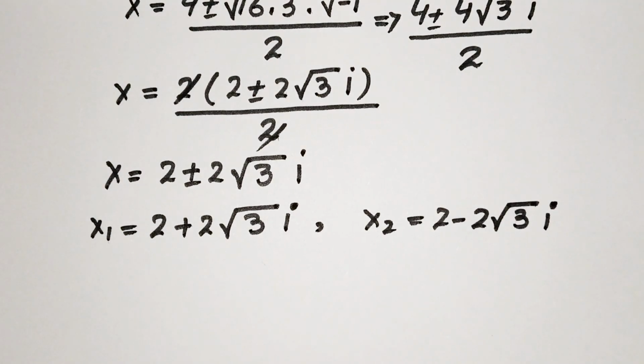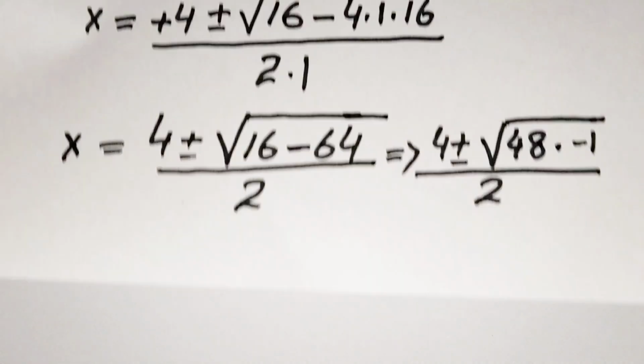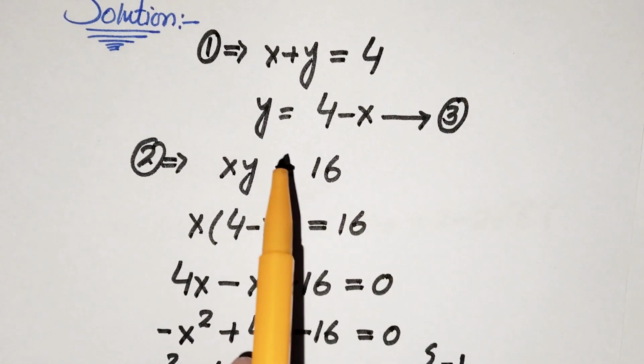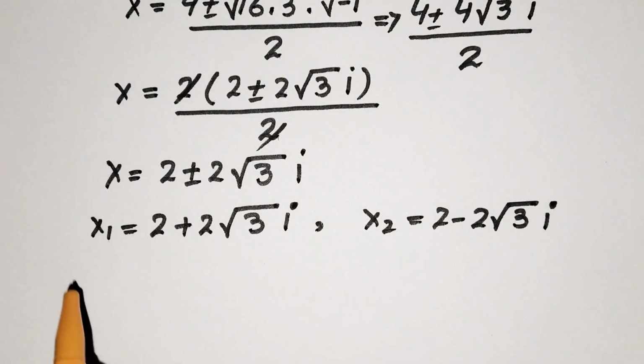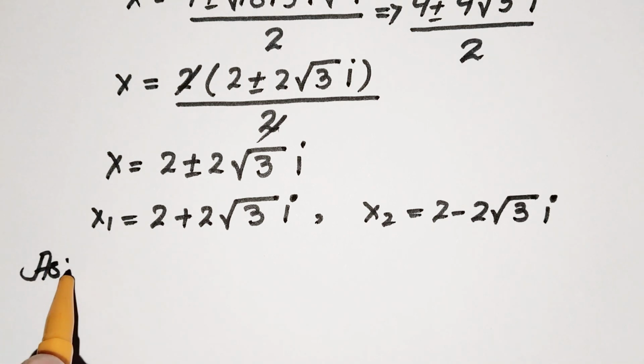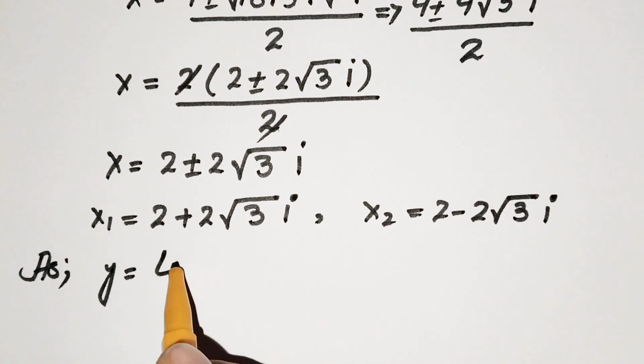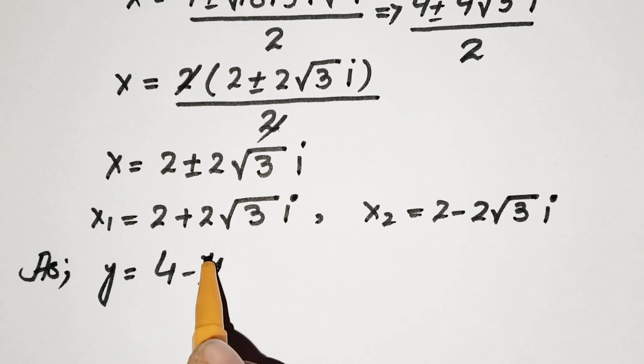Now we have to find the value of y, so we recall our equation 3, which is y is equal to 4 minus x. Sorry, here it is x.